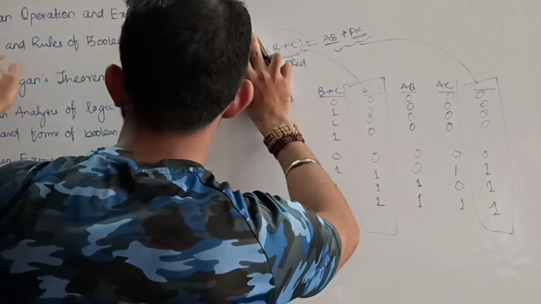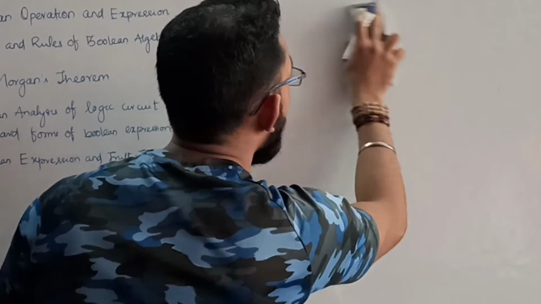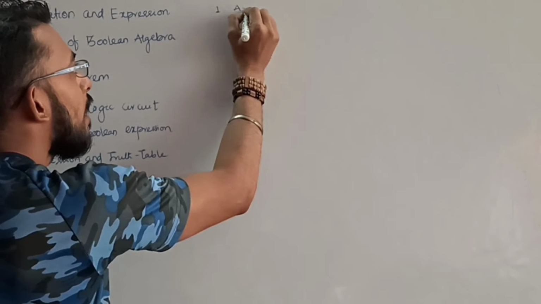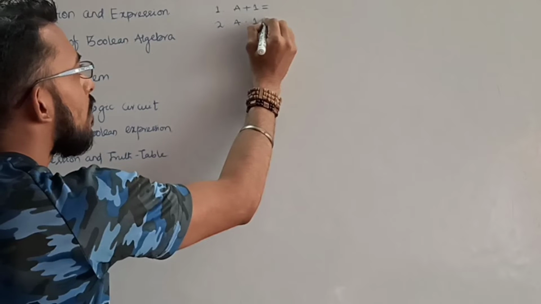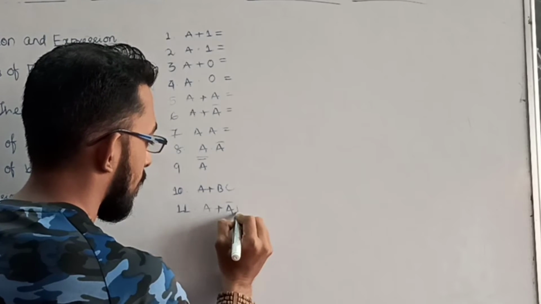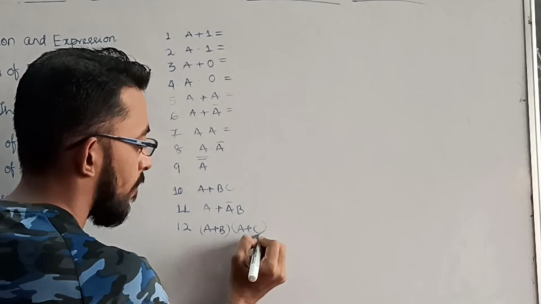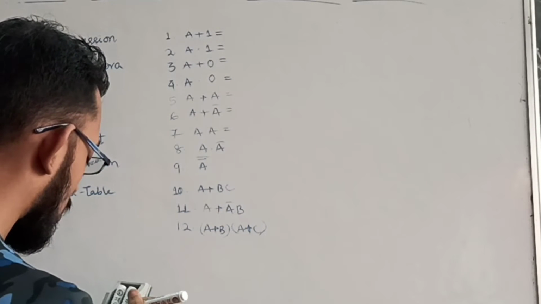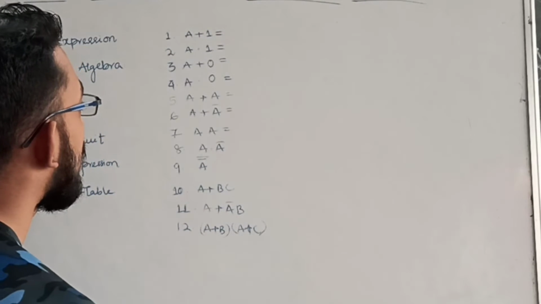Now we have already completed the laws. Let's see some rules. So what are the rules? There are 12 basic rules that we need in our Boolean algebra. First one is A plus 1, and A dot 1, and the twelfth is A plus B into A plus C. These 12 are the basic rules of Boolean algebra that we need to solve any type of numerical based upon this Boolean algebra.